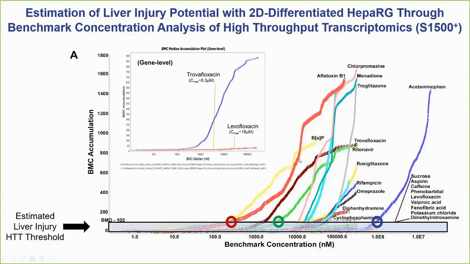And here is just a blow up of the trovafloxacin versus levofloxacin gene level BMC curve, so you can see again, similar to the cell viability assay, it was able to readily distinguish these molecules from one another. And since these are both pneumonia medications, the human effects would presumably be off-target effects, and so you might imagine not wanting to launch this one that's changing tons of genes when you already have this one on the market.